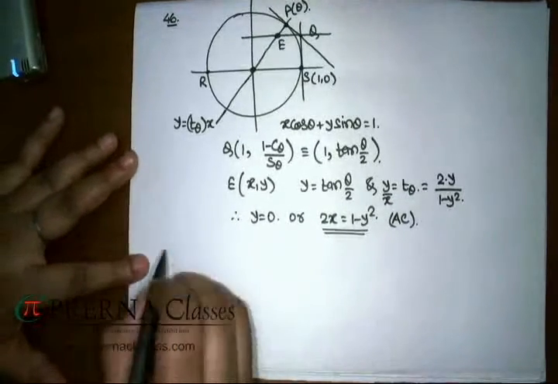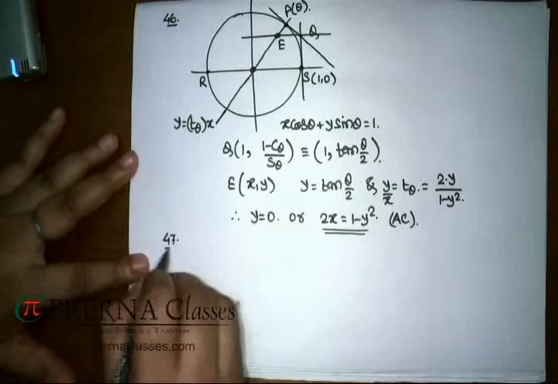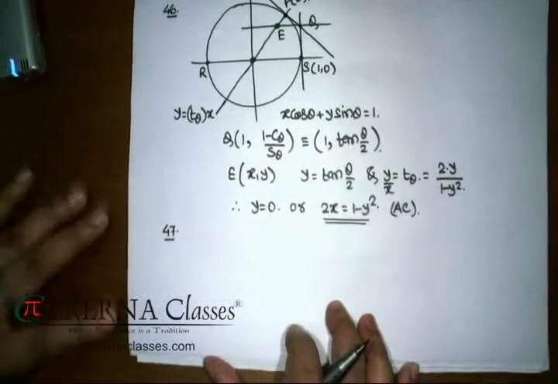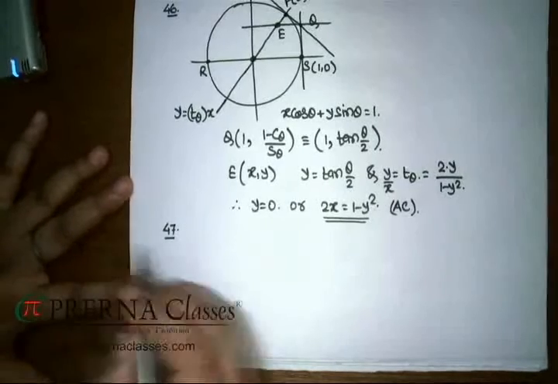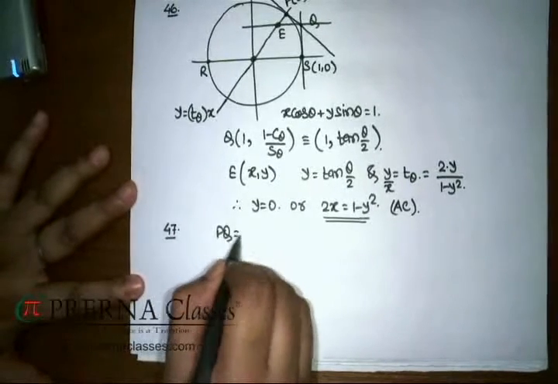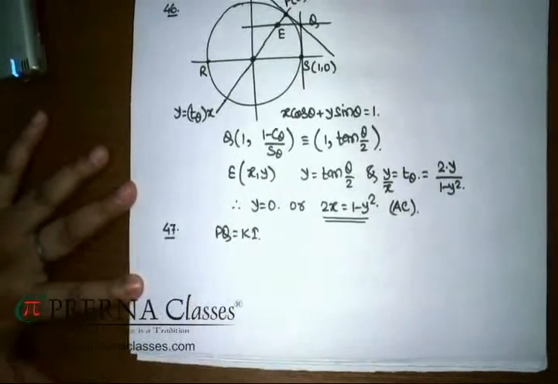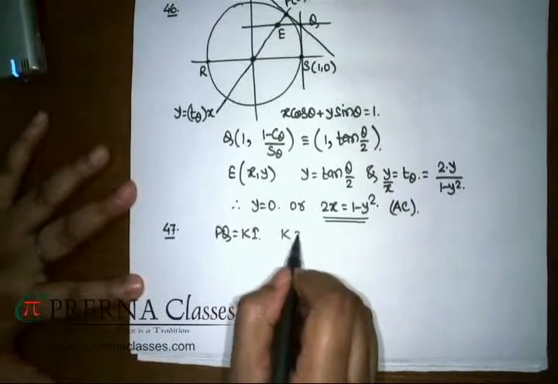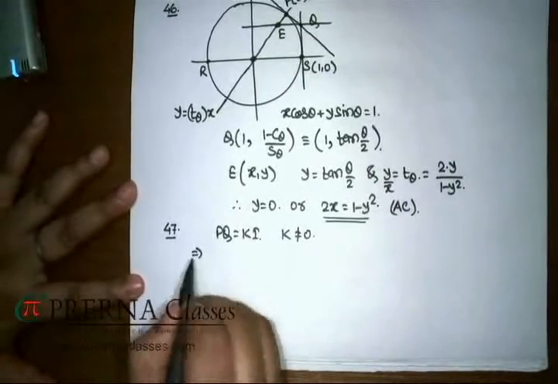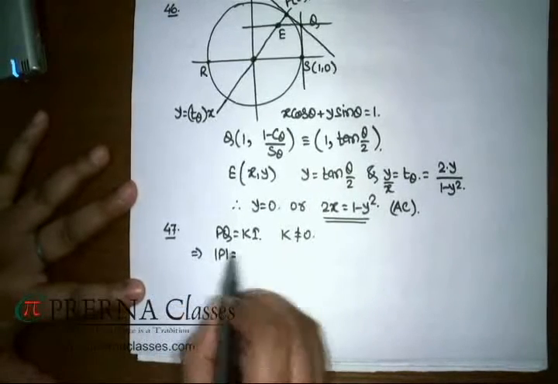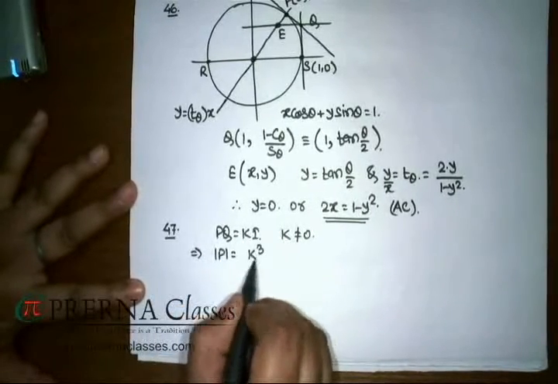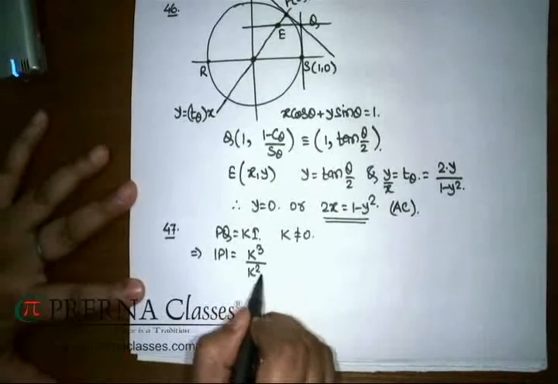Next problem is related to matrices. You have some matrix P given, and then it is given to you that PQ is K times I, where K is not 0. For the determinant value of Q is known, I can then say that determinant value of P is going to be equal to 2K.